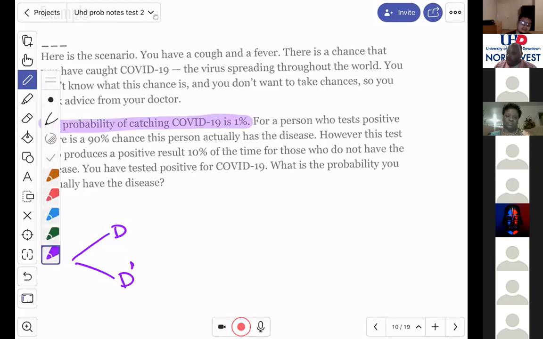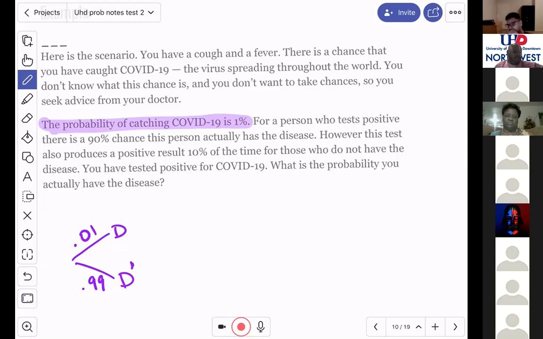So on this first branch, that's 1% of people. If 1% of people have the disease, what percentage don't have the disease? 99. So this is what we call our complement. We're using the complement now. If 1% has the disease, the other 99% of people don't have the disease. They have to add to 100, right?